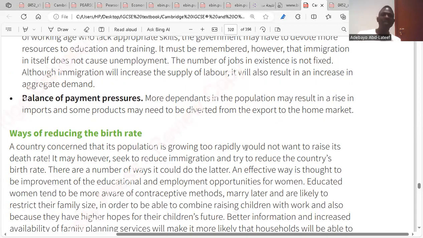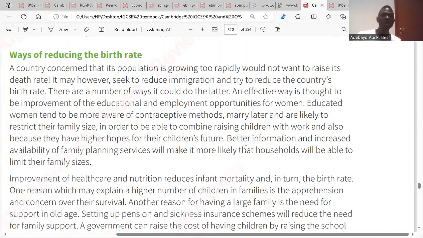Clear. Then the balance of payment pressures. So more dependence in the population will result in a rise in imports, and some products will need to be diverted from the exports to the home market. So if the population is increasing, domestic market might not be able to produce what is needed for the domestic market. As a result, they might need to do more imports. And more imports would make the balance of payment go to deficit. Is it clear?